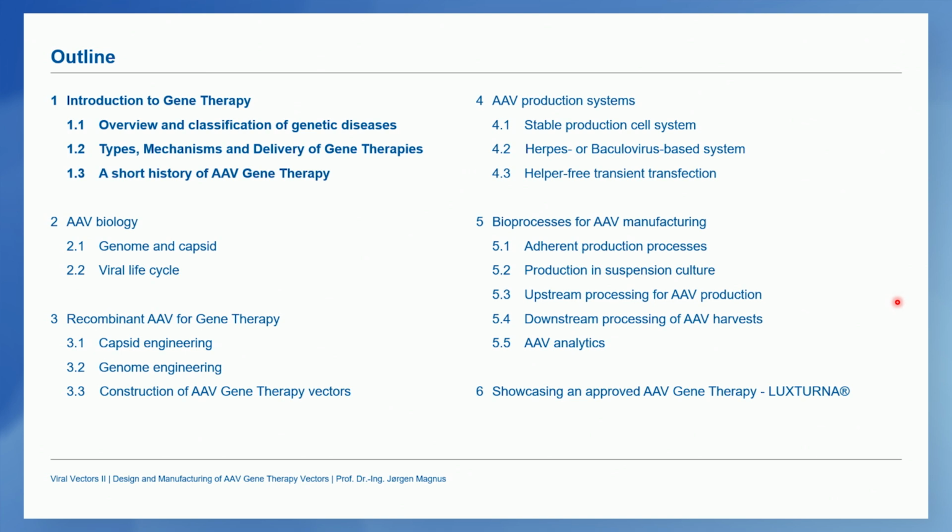Then we will move on to look at AAV biology, look at how we can optimize the capsids and the genetic sequence, etc., for the AAVs using recombinant DNA technology. And then moving on to chapter 4, we'll look at different production systems on the cellular level, so the different expression systems that can produce AAV viral vectors. Then look at the production in large scales and the bioprocesses that are used in production facilities to produce AAVs.